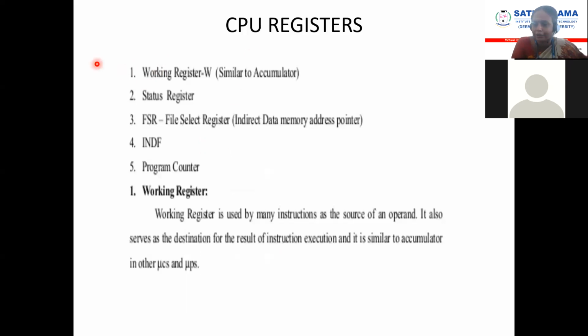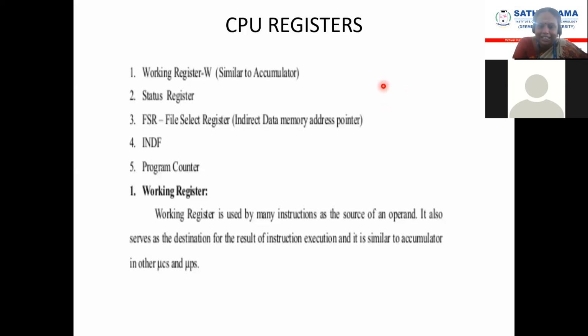The first one is the working register, which is simply mentioned as W. It is nothing but an accumulator only, because working register and accumulator are the same. Then the status register, I told you yesterday itself. What is the other name of the status register we used in 8051? Accumulator is similar to the working register. Status register is similar to what?